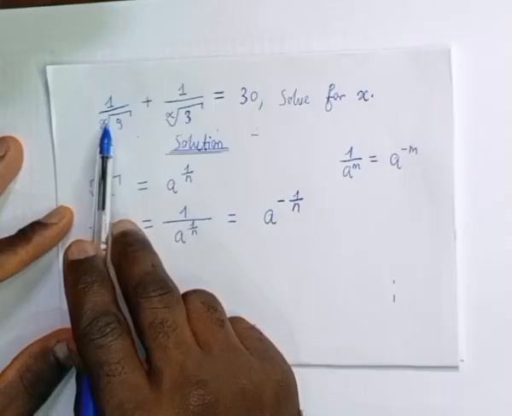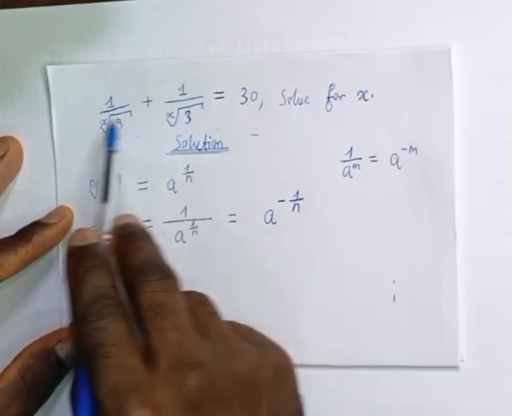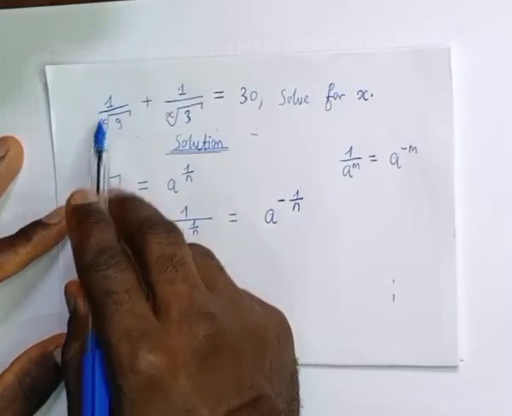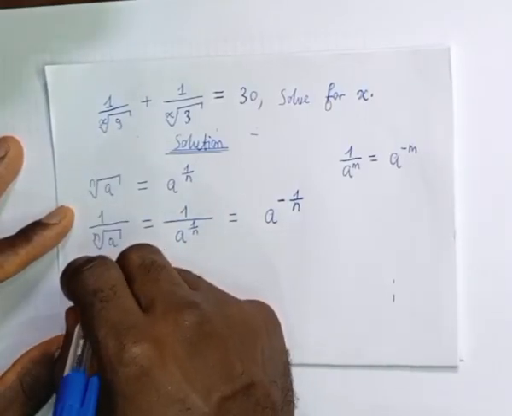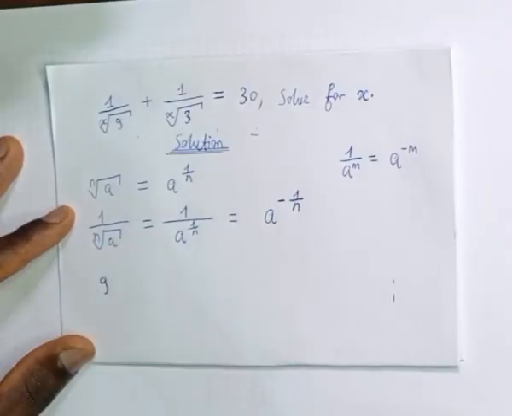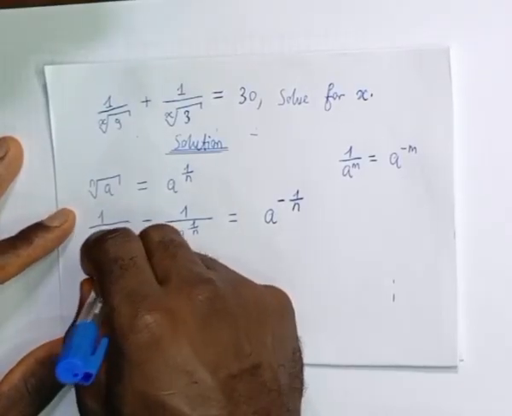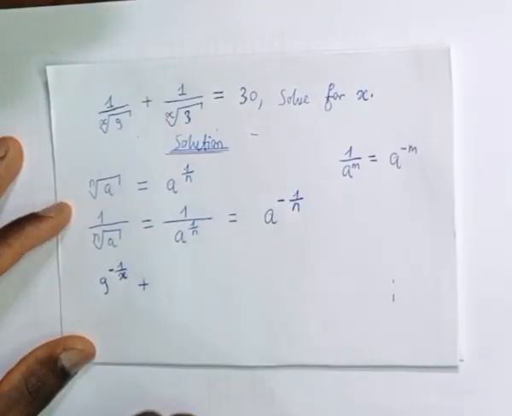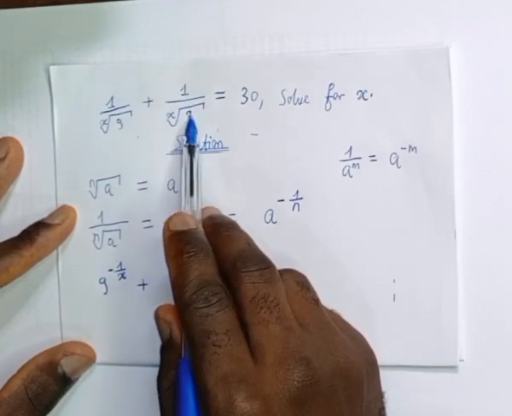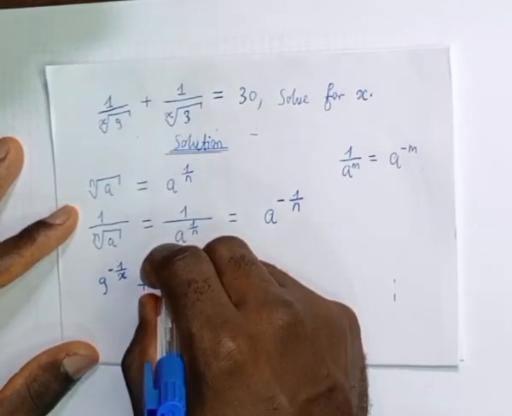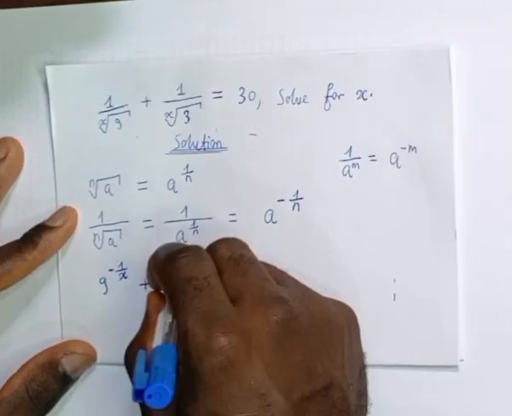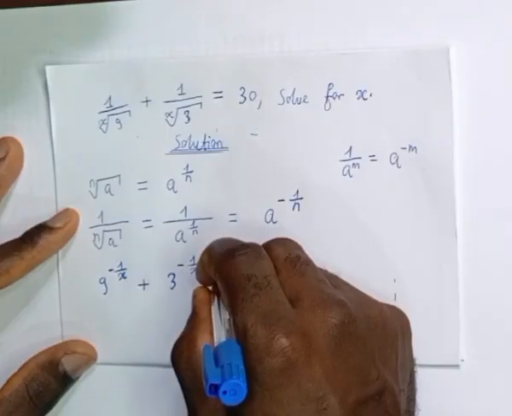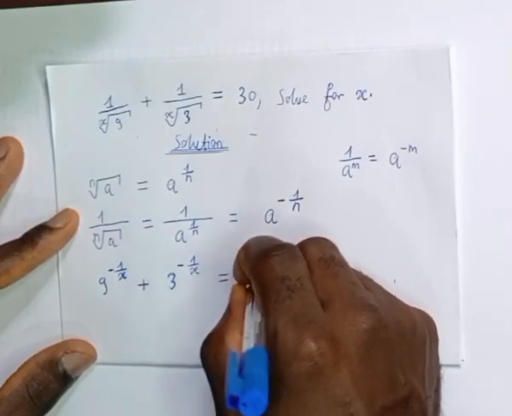By applying this formula at the left hand side, this will simply give us: 1 over the x root of 9 simply becomes 9 raised to the power negative 1 on x, plus 1 over the x root of 3 simply becomes 3 raised to the power negative 1 on x, is equal to 30.